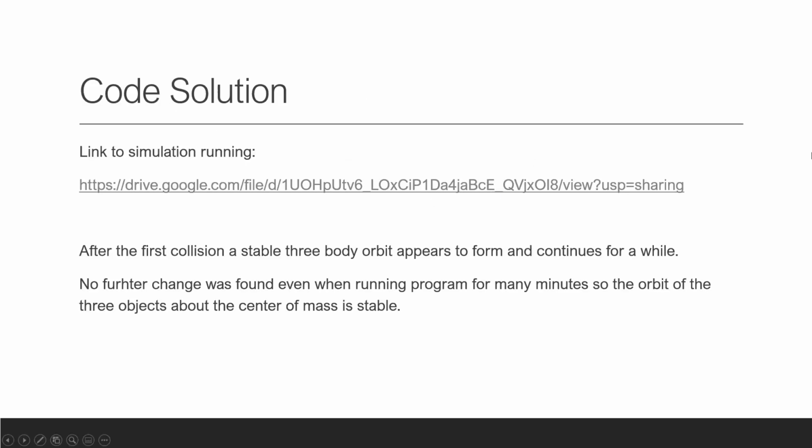So after the first collision, a stable 3-body orbit appears to form and continues for a while, and no change is found even when running the program for many minutes. So the orbit of the 3 objects by the center of mass is stable.